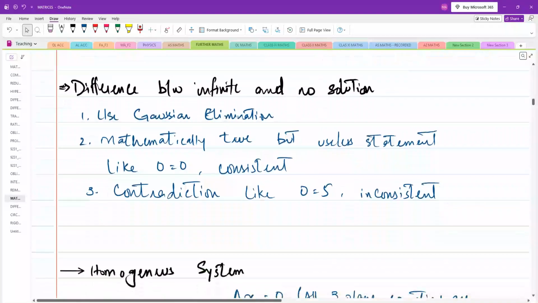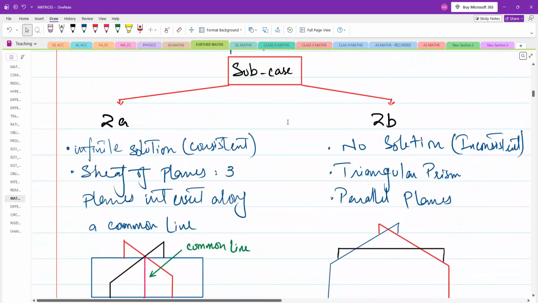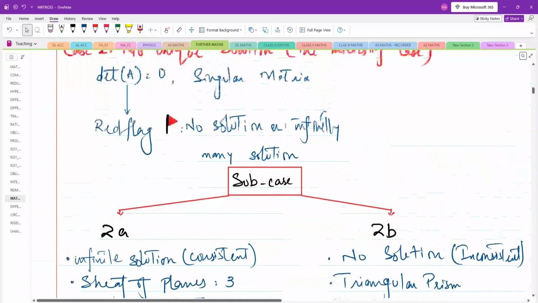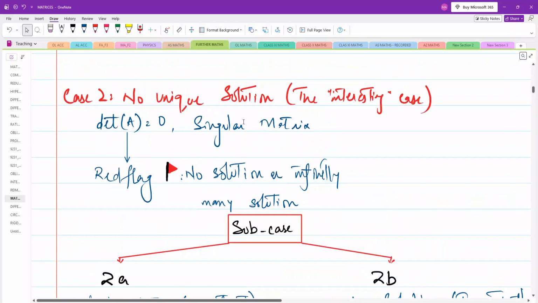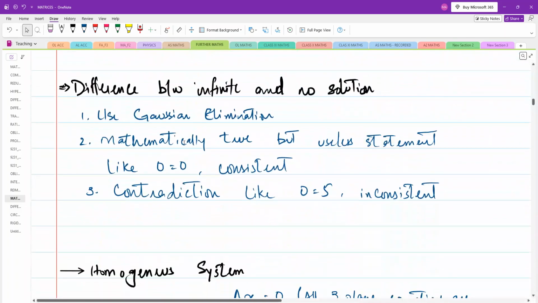All right, moving onwards, first thing that you need to know is the difference between infinite and no solution, because we realize that the only way to realize if there is no solution or infinitely many solutions is if the determinant of A is equal to 0. What then? How will we know, after we calculate that the determinant is equal to 0, if it's an infinite solution or no solution? Okay, so there are three things that you need to do.